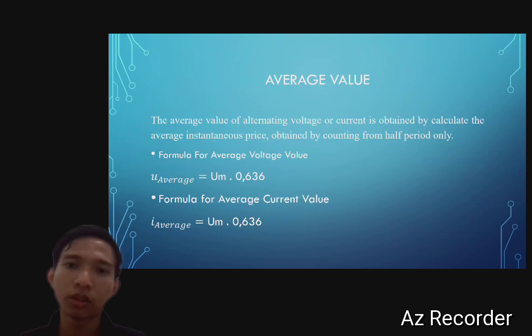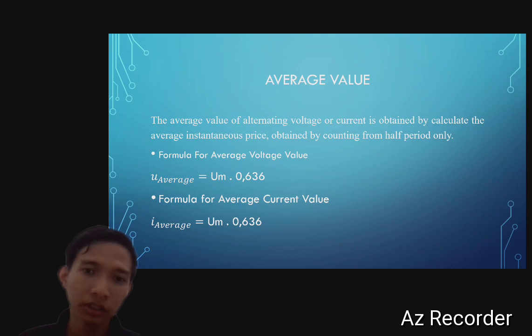Next, we need to talk about the average value. The average value of alternating voltage or current is obtained by calculating the average instantaneous value, counted from half a period only. So why is it half a period only? Because after 180 degrees, the amount of the average value is the same, but the direction is different. So it's like the same thing.